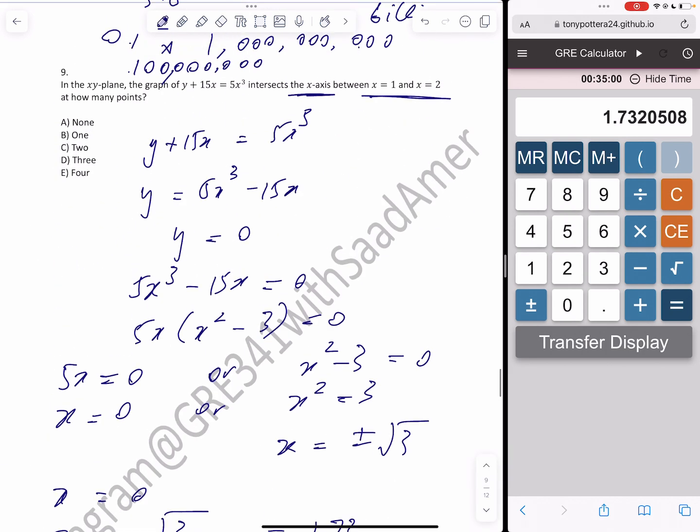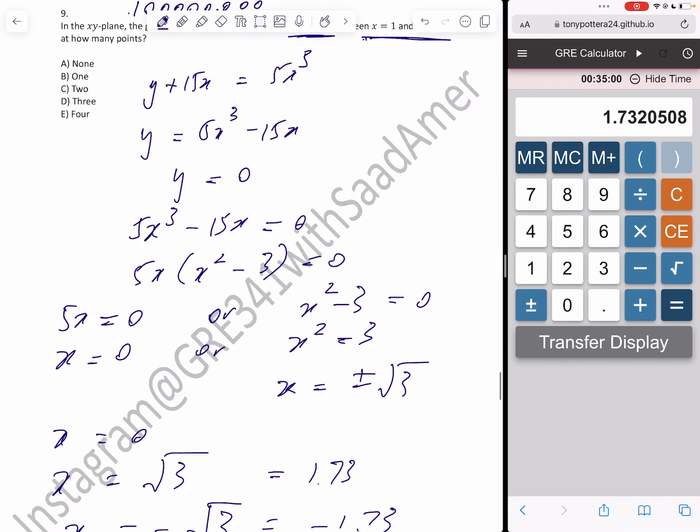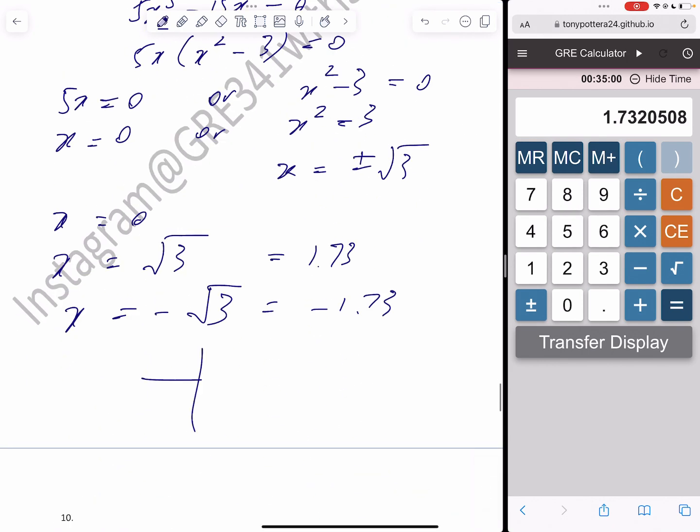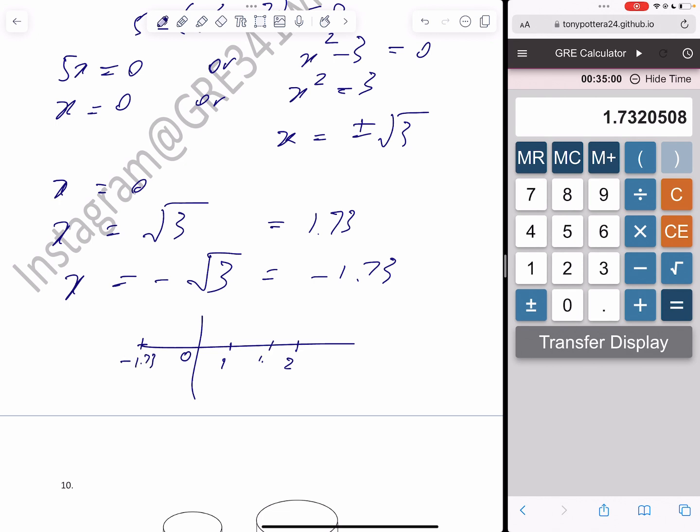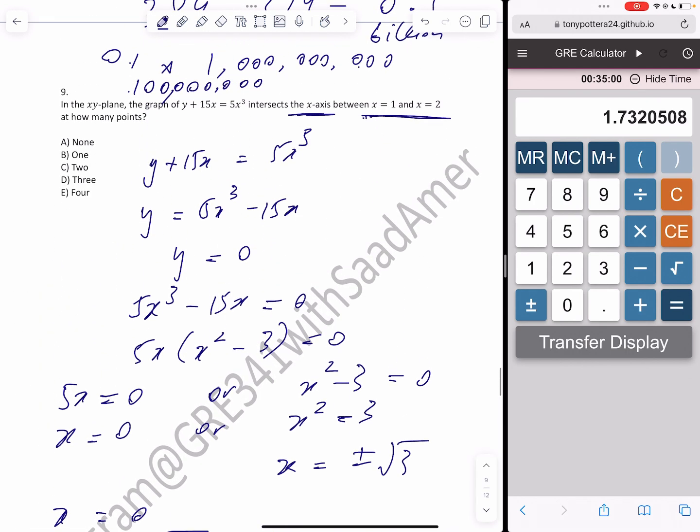They've said intersects the x-axis between x is equal to 1 and x is equal to 2 at how many points? So let's just draw an xy plane. This is 1 and this is 2. 0 lies over here, negative 1.73 over here, and 1.73 would be here. So it intersects the x-axis at only one point between the points 1 and 2. So the answer would be B. Option B is correct, 1.